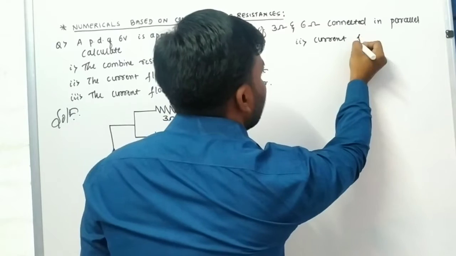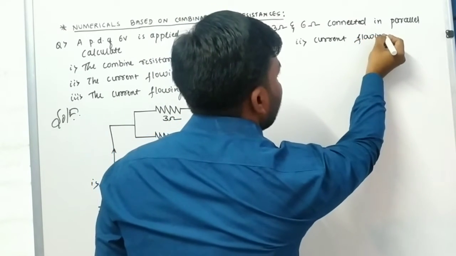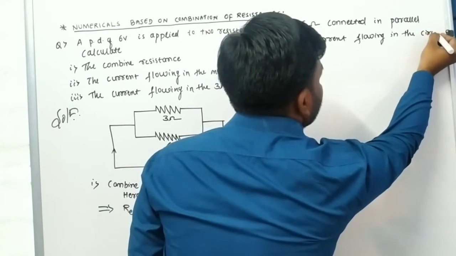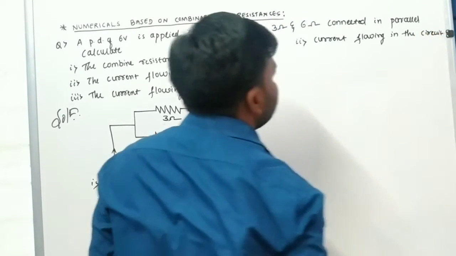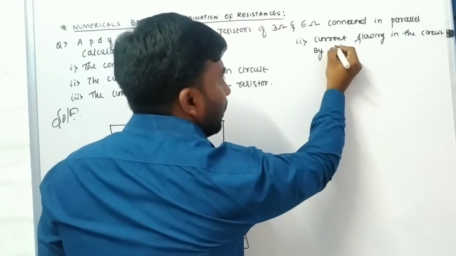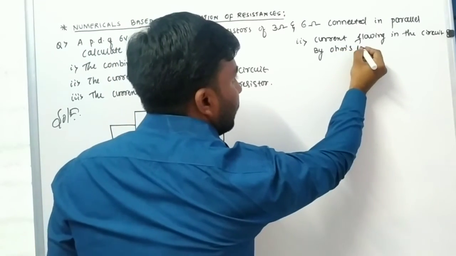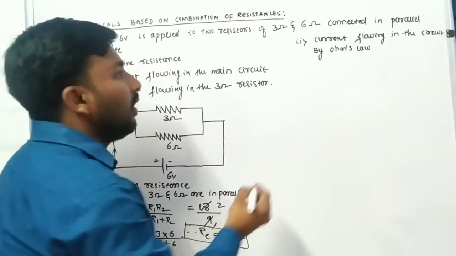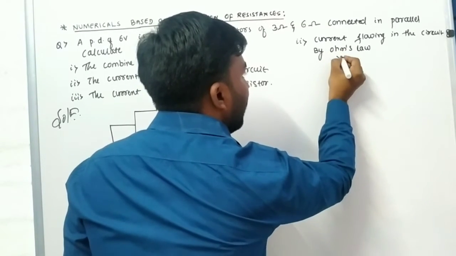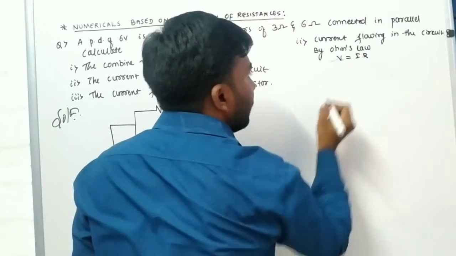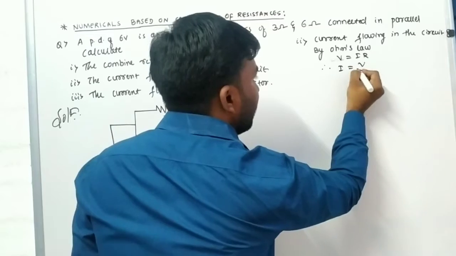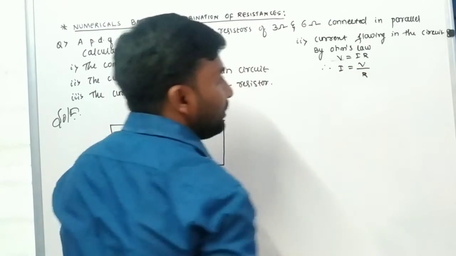Current flowing in the circuit. How to find this one? By using Ohm's law. By Ohm's law, we can write V is equal to I into R. Therefore I is equal to V divided by R.